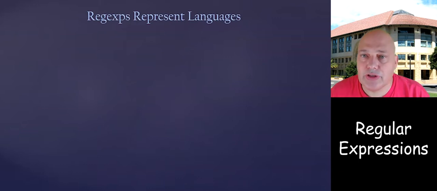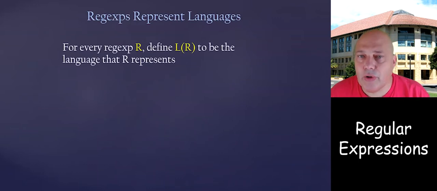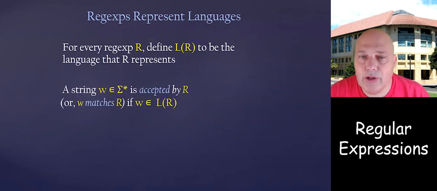So regular expressions represent languages. For every regular expression R, we will define L of R to be the language that R represents. So we talked before about L of a machine, and now we are going to refer to L of an expression. A string W in sigma star is accepted by R, or matches R, if W is in the language that R represents. So we are kind of adopting the language of computation for these regular expressions, although they are not exactly computations, right?